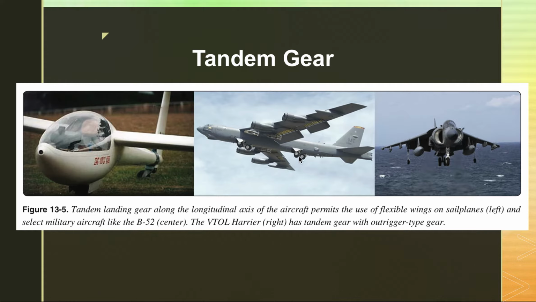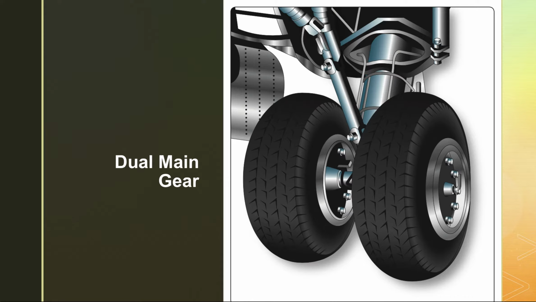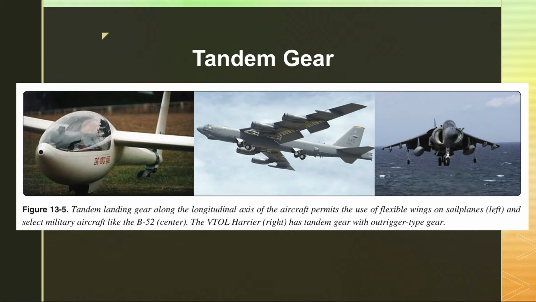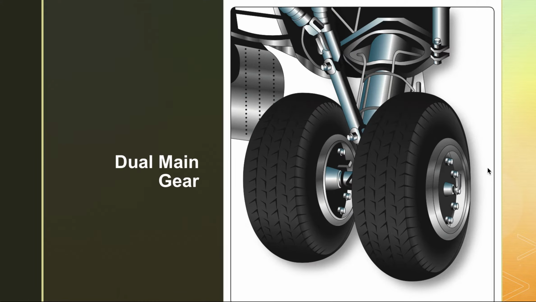The B-52 has tandem gear. You see tandem gear on the AV-8B Harrier. And then once you start putting two wheels on one main landing gear, this is a dual main gear as opposed to a single nose wheel. It's got a dual main gear in the back, and then the outrigger wheels are both single wheels. So you put two wheels on one gear. It's called dual main gear.